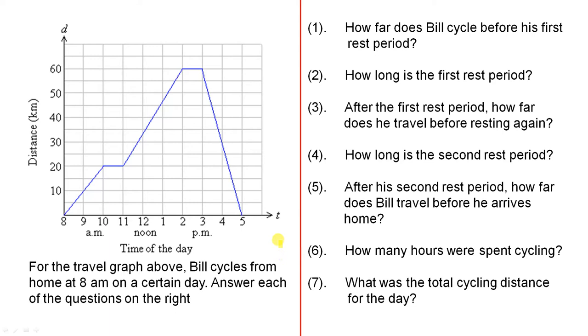So let's have a quick look at what's required. For the travel graph above, Bill cycles from home at 8 a.m. on a certain day. Answer each of the questions on the right. Question 1. How far does Bill cycle before his first rest period? Number 2. How long is the first rest period? Number 3. After the first rest period, how far does he travel before resting again?